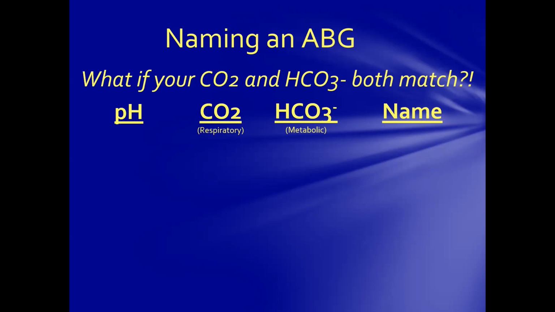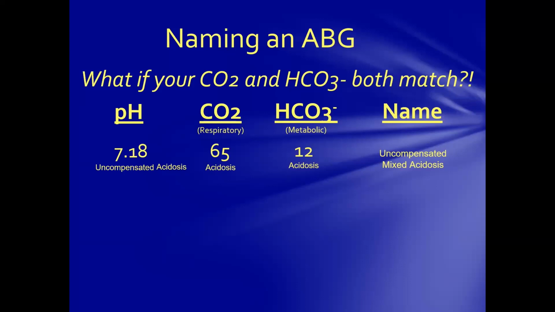So what happens if your CO2 and your bicarb both match? In this instance, you have a pH of 7.18, so your first name is going to be uncompensated, your last name is going to be acidosis. If your CO2 is 65, your name is going to be acidosis, and your bicarb is 12, which is also acidosis. So because both respiratory and metabolic are indicating acidosis, which one's the baby's father? So your baby's name is going to be uncompensated mixed acidosis.